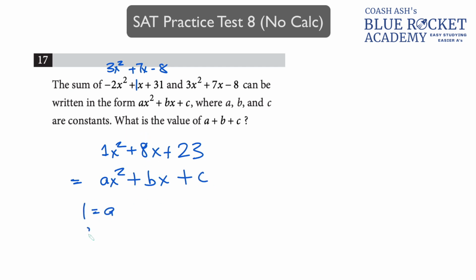Here, how do you match it? 8 is equal to b, right? And here, what do you do? 23 is equal to c. So 23 is equal to c. So you add this up, you get 1 plus 8 is 9, and plus 23 gives you the value of 32, and that's your answer.